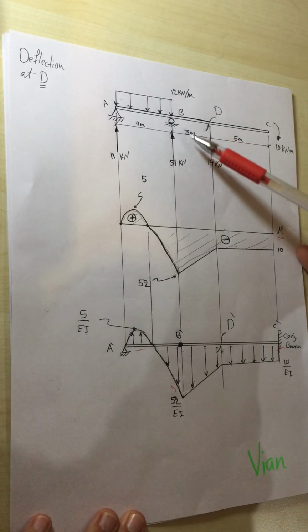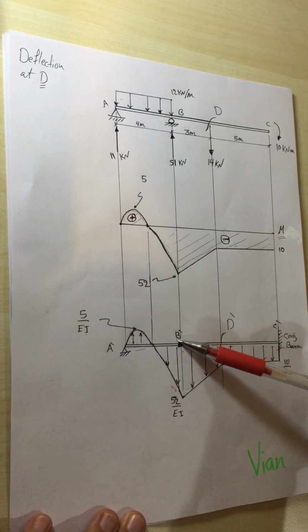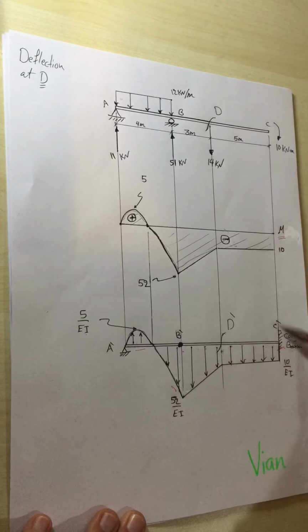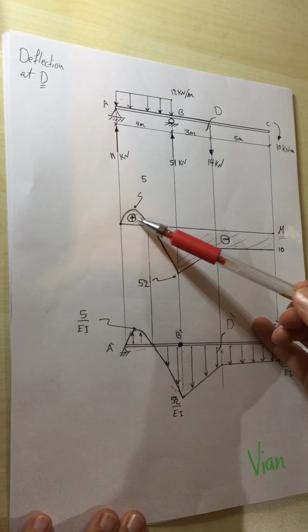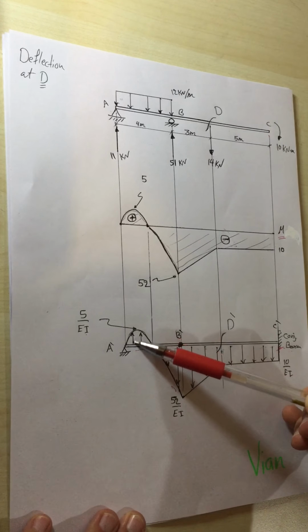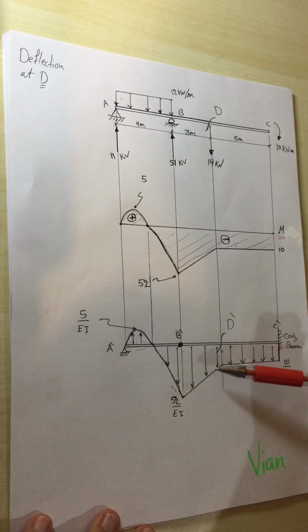For this roller, it will be internal hinge, and this free end will be fixed, and the positive sign moment diagram is going to be distributed load acting upward, and for this negative sign it's going to be acting downward.